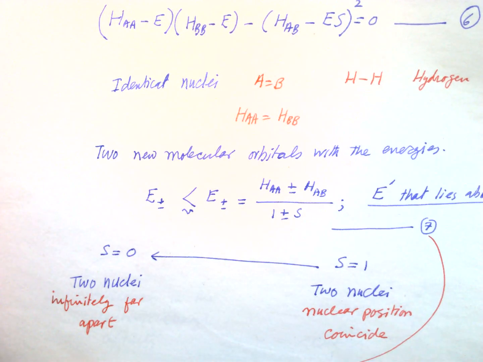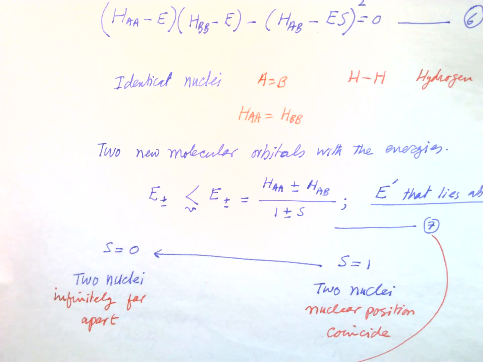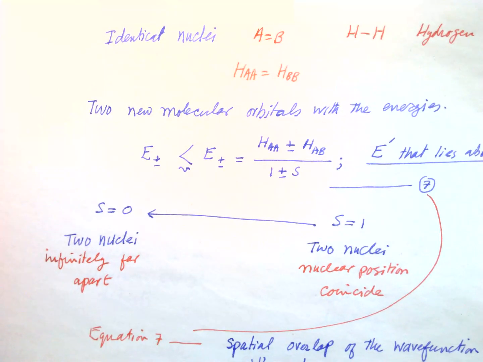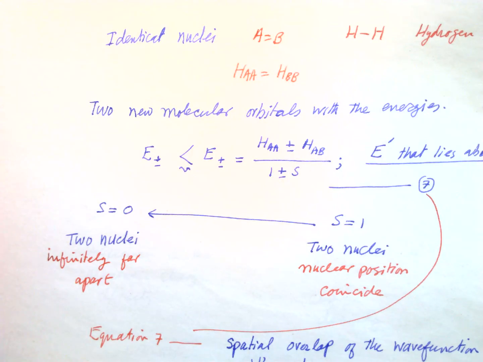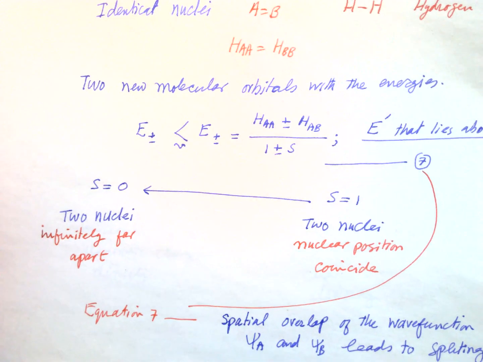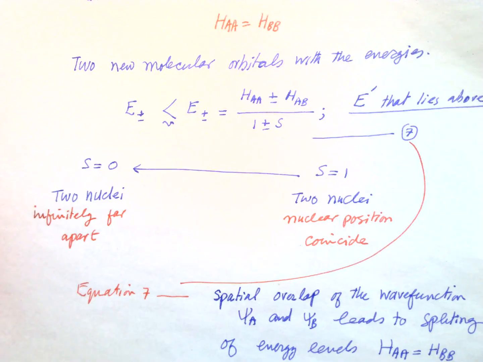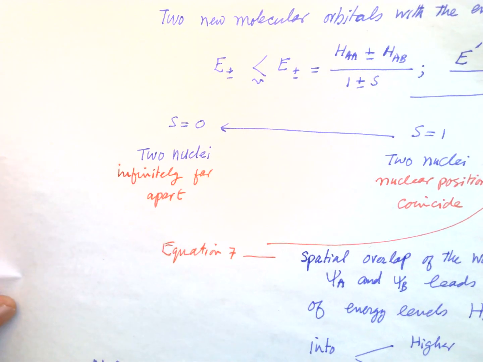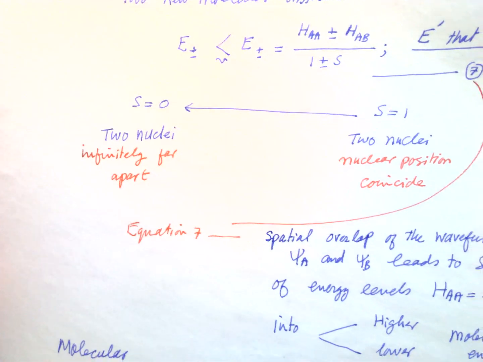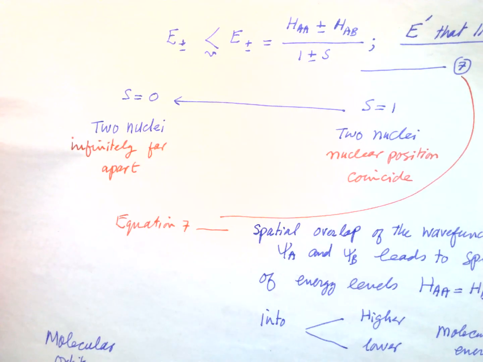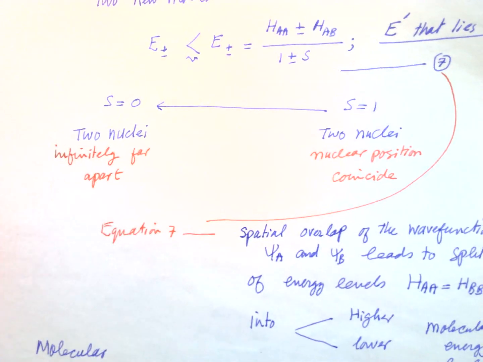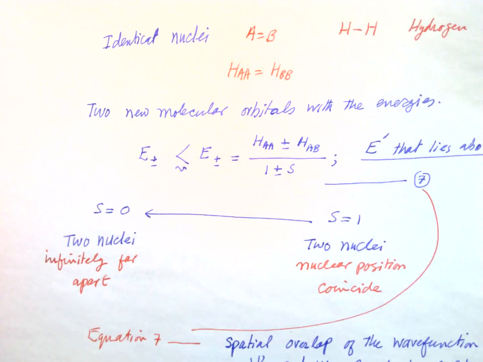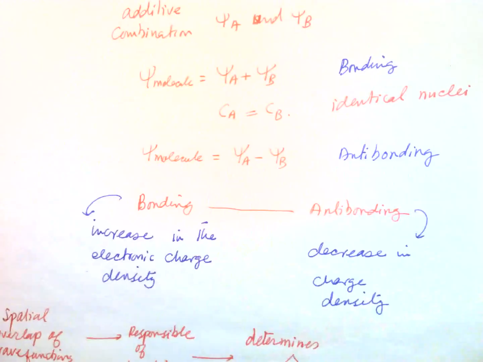In equation 7, the spatial overlap of the wave functions psi A and psi B leads to splitting of the energy level into higher and lower energies. The molecular orbital corresponding to higher energy is anti-bonding, and the lower energy is bonding. So there is a reduction in the binding energy, the covalent bonding. The binding energy will be reduced because of this perturbation.